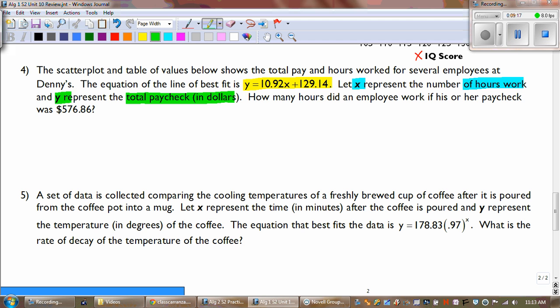How many hours did a person work if his paycheck was $578.86? So is that the X or is that the Y? Yeah, that's the Y, and they're telling us to find the X. So we have to be very careful where we plug this in. Okay, and now we're solving. We just did an example like this on the other side, so go ahead and pause the video, and I want you to do this on your own. Good luck.